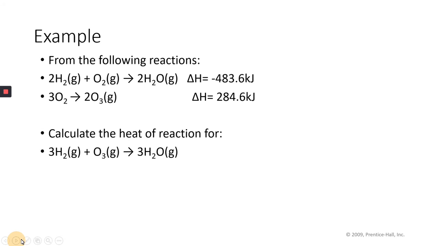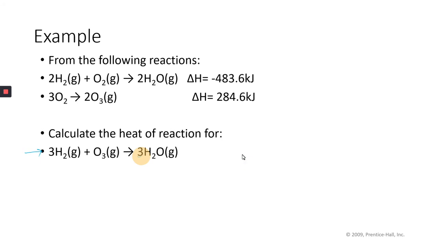All right, let's try this example. So here I have the equation for forming 2 moles of water and forming ozone from oxygen. And I want to create this reaction right here. This is the final reaction that I want to get. Okay? So I need to rearrange my equations here so that I could build what I want over here. So first, I need 3 moles of water as products. So this equation here only has 2 moles.